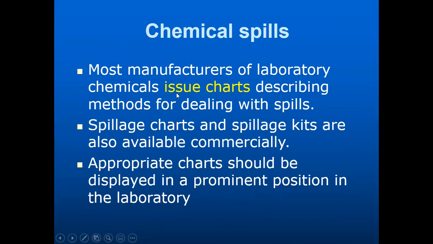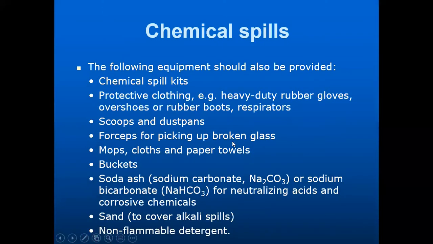Most manufacturers of laboratory chemicals issue charts describing methods for dealing with spills. Spillage charts and spillage kits are also available commercially, and they should be displayed in a prominent position in a laboratory. The following equipment should also be provided: chemical spill kit, protective clothing, which includes heavy-duty rubber gloves, overshoes or rubber boots, and a respirator, scoops and dustpan, forceps for picking up broken glass, mops, cloth, paper towels, bucket, soda ash, that is sodium carbonate or sodium bicarbonate, for neutralizing acid and corrosive chemicals, sand to cover alkali spills, and non-flammable detergent.